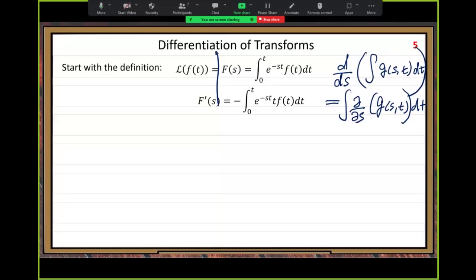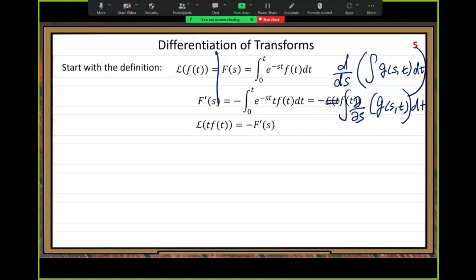After we do that operation, we get a new formula. Can you see what this new formula is? The right-hand side is the Laplace transform of a new function: by the definition, the Laplace transform of t times the f function. So that's our new formula.